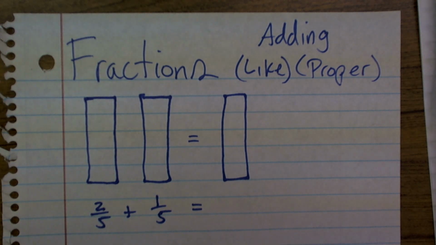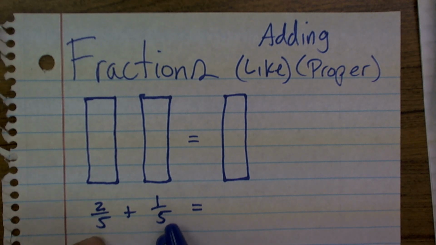Whenever you're adding fractions, make sure that you have like denominators, okay? Make sure the number on the bottom, which we call our denominator, is exactly the same for both fractions. If it's not exactly the same, you got a lot more work, which we're going to go over later.